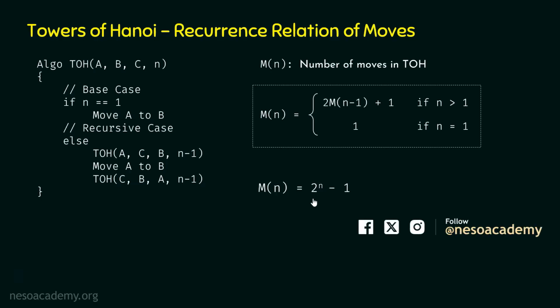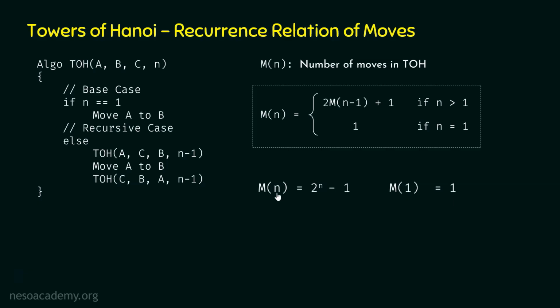Let's take some examples. Let us assume n is equal to 1. If n is equal to 1, then by putting n equal to 1 in the formula, we will get 2 power 1 minus 1. This is equivalent to 2 minus 1, which is equivalent to 1. So m of 1 is equal to 1. And this is correct as well. We know that if n is equal to 1, that is if we have just one disk, then we need just one move. The base case itself is satisfied. So m of 1 is equal to 1.